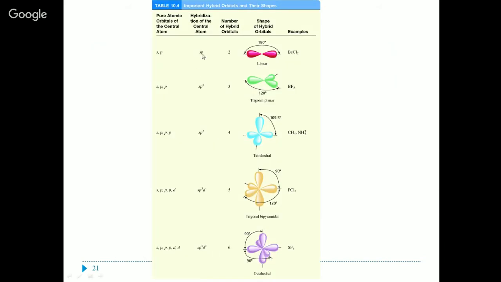So here I'm showing, once again, 2 things around it, sp. 3 things around it, sp squared. 4 things around it, sp3. 5 things around it. We have 1, 2, 3, 4, 5, right? sp3d. 6 things, an s, 3 p's, 2 d's gives us sp3d squared. And now we're allowed to have 6 things around this central atom, whether they be electron pairs or other atoms.